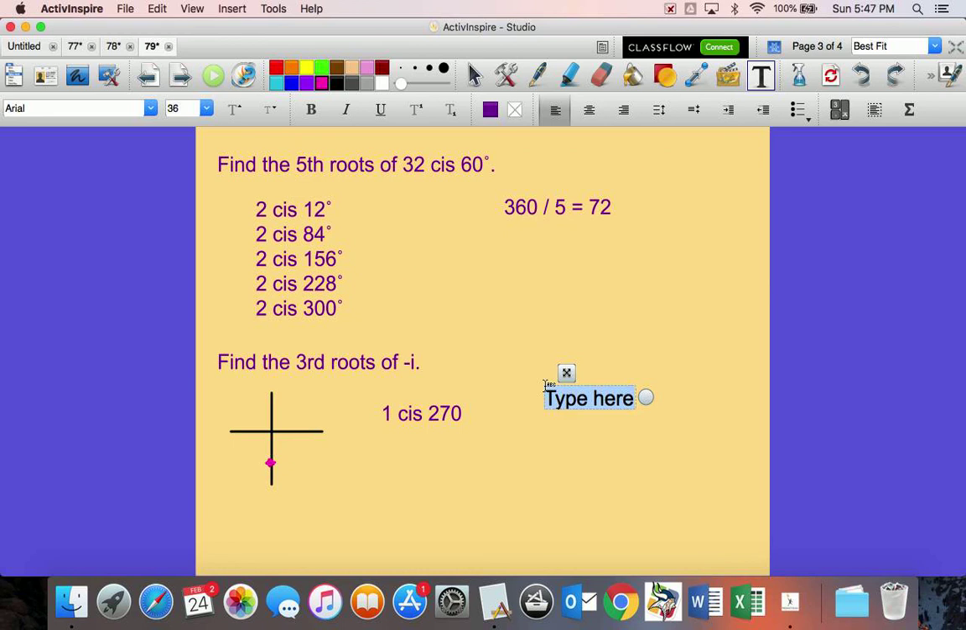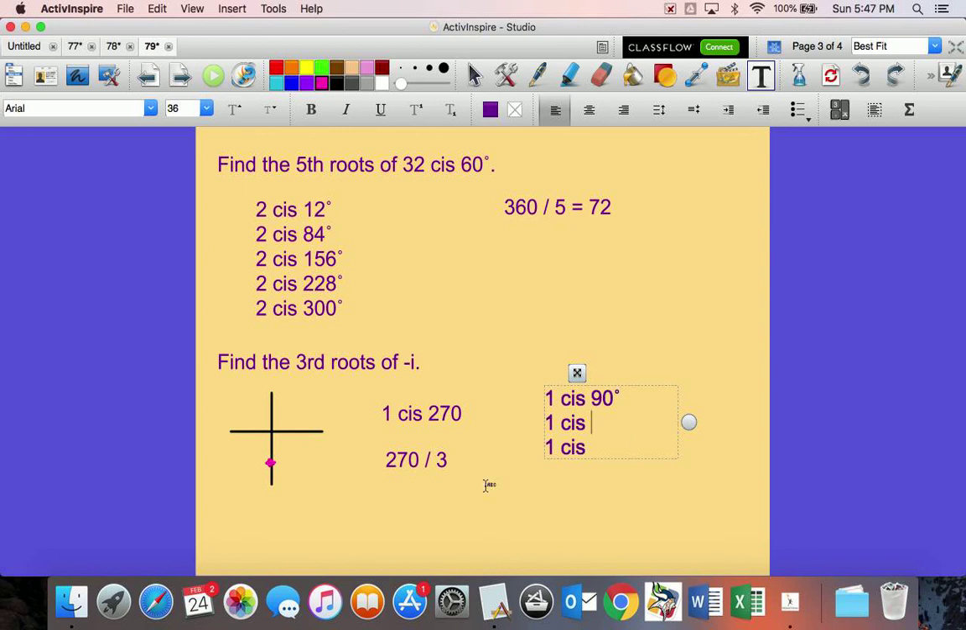To find the third roots of that, we take the third root of 1, which is 1, and then we can write down this 1 CIS for all 3 of these. To find our first angle, we take our original 270 degrees and divide it by 3. So we get our 90 degrees up here for our first angle. So we've got 1 CIS of 90.